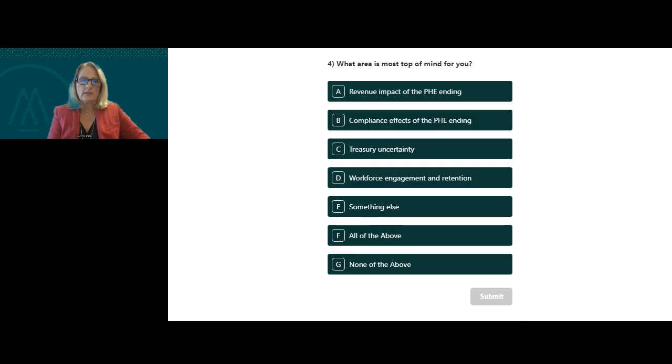So narrowing down a little bit more, what area is most top of mind for you? If you stepped away from your computer after question 3, come back. There's another polling question. So take a minute and identify here which one is most top of mind for you. And it may be all of the above. Wouldn't be surprising.